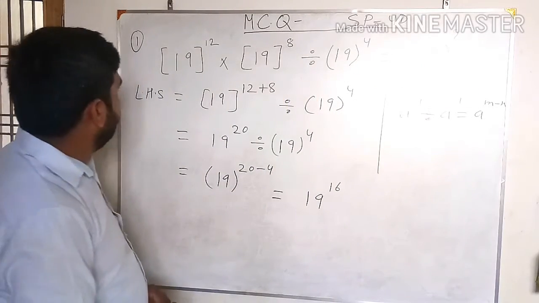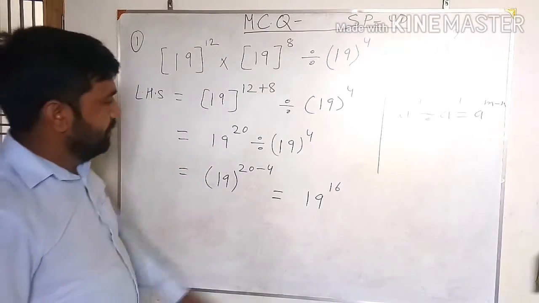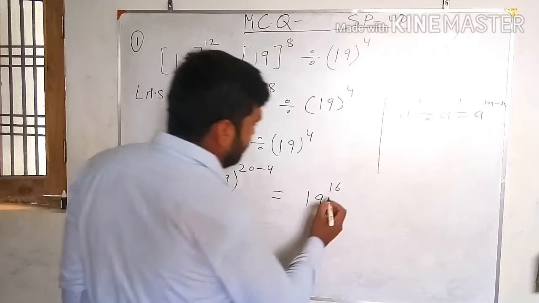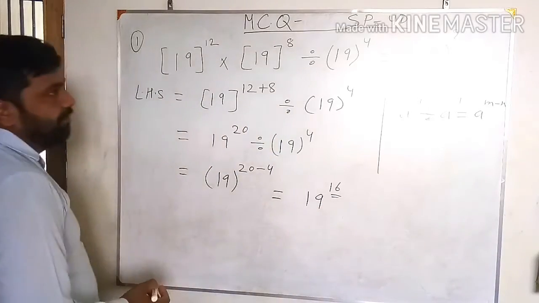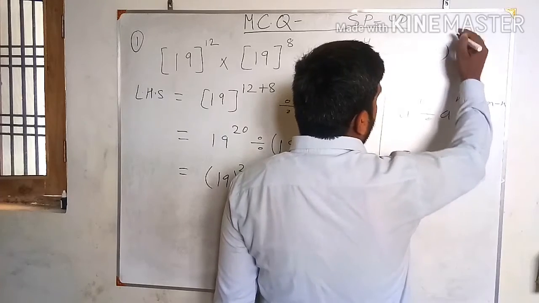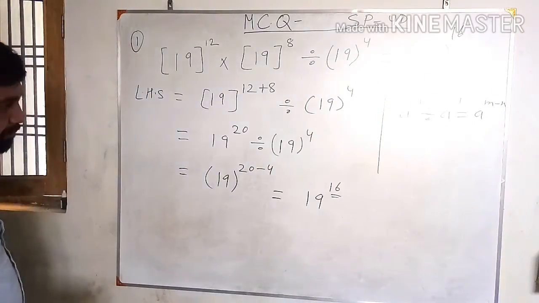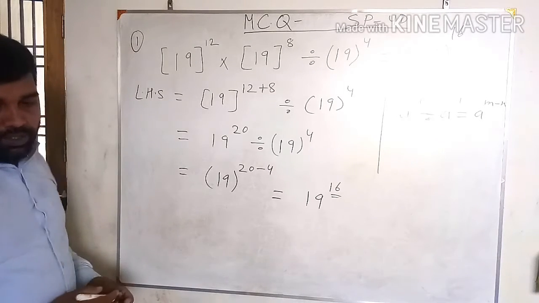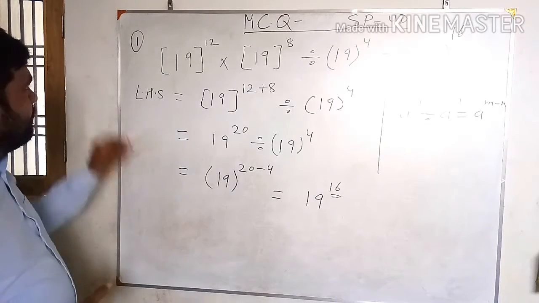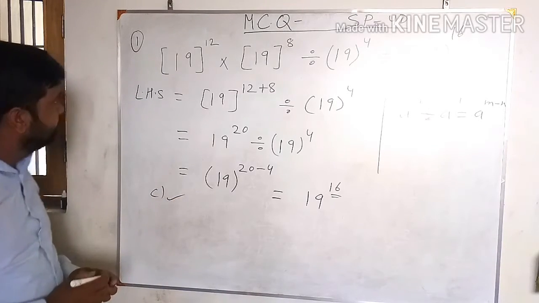So the correct answer you have to select. See which option is 16? Answer is option C. So 16 is our required answer. So here what we have to fill? On the place of this question mark, we have to raise power 16 over the base 19. Okay. So the correct answer of this question number 1 is option C.